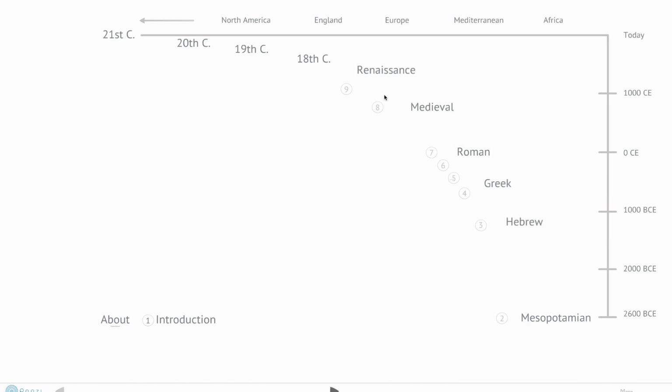The Renaissance is also known as the early modern period. We're going to see the birth of modern environmental concerns like industrial air pollution. But first we finish with medieval, and I should also note that going across the map this way, we are now out of northern Africa with Mesopotamian and Hebrew literature. We're out of the Mediterranean with Greek and Roman literature, and we're moving into Europe.